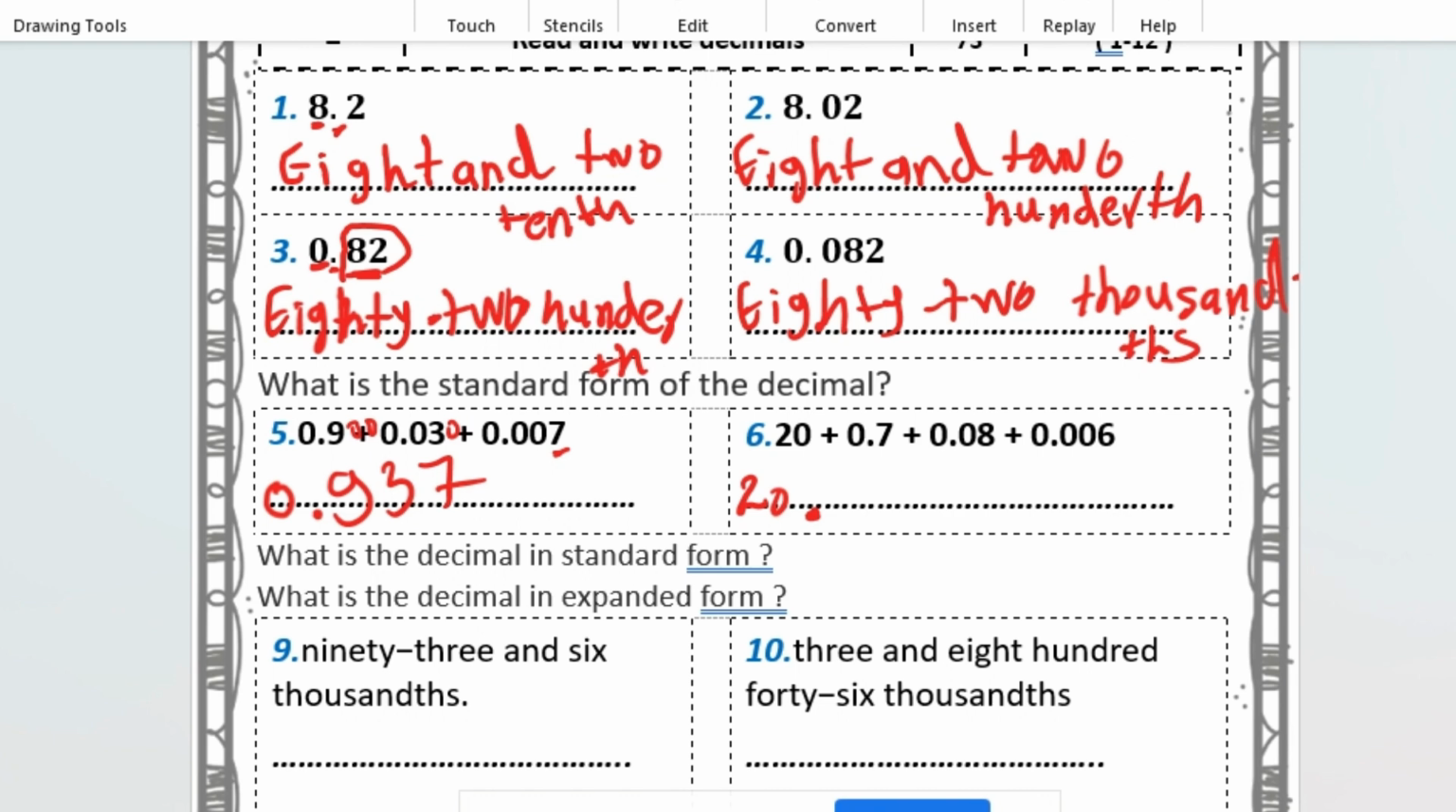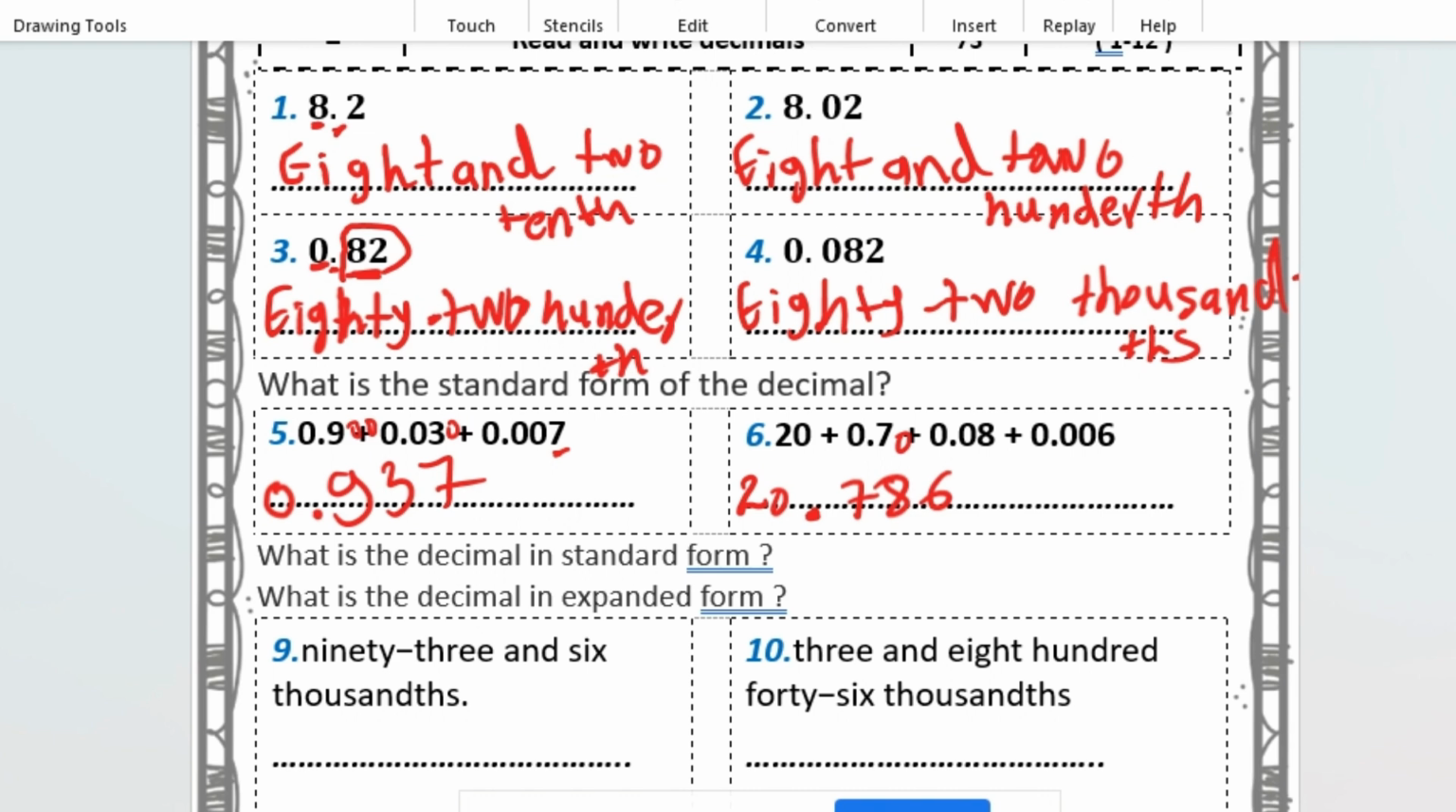The tenth here is what? Here is 7. Here is 0. Here is 0. So it's 7. Now the hundredth here is 0. Here is 8. Here is 0. So it's 8. Lastly, the thousandth is only here 6. So 20.786. How to read this? This is 20 and 786 thousandth. Okay, because there are 3 numbers here, and we have 20 here.